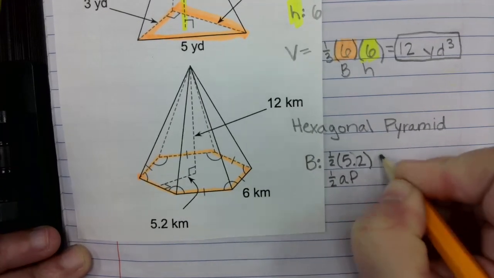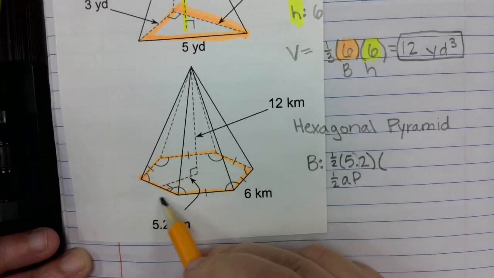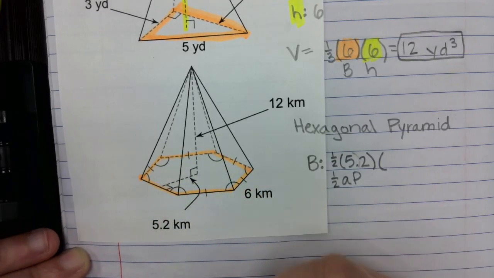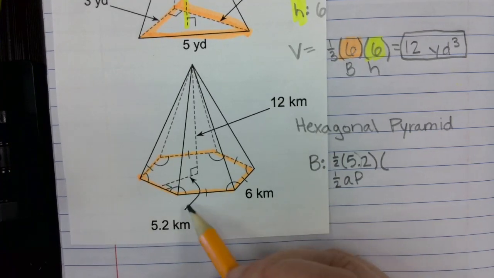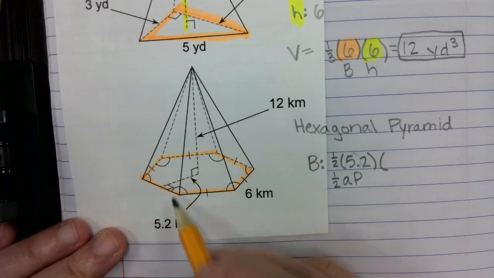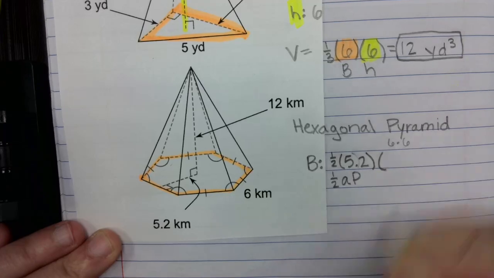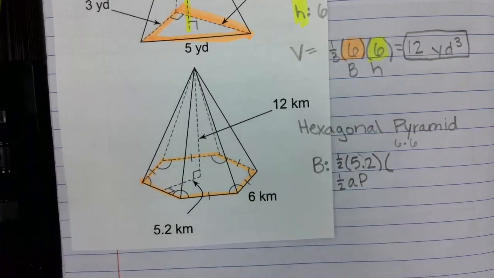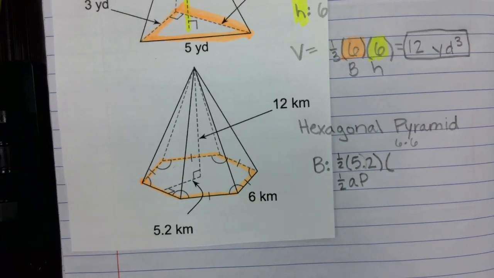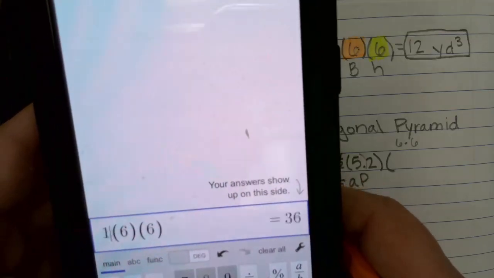All right, and then I need the perimeter. So for my perimeter, I'm looking for all the outsides together. So what's one of the sides? 6. And I need to know all together, and how many sides did we say there were? 6. So we can think 6 times 6 to find that perimeter. And 6 times 6 is 36, right?